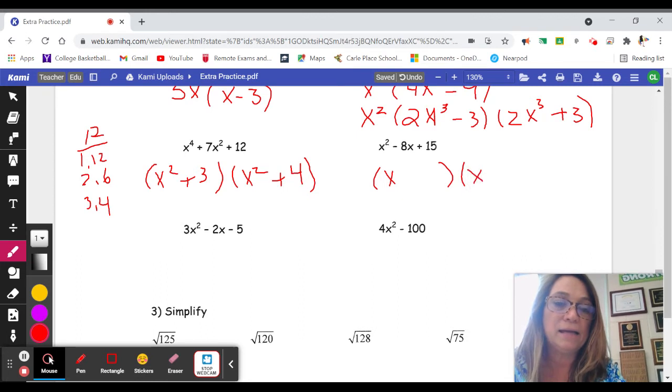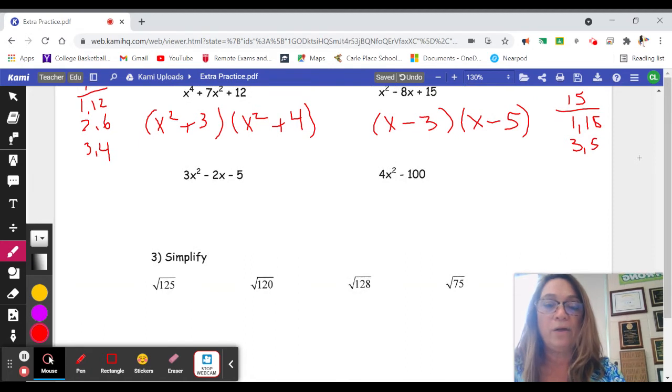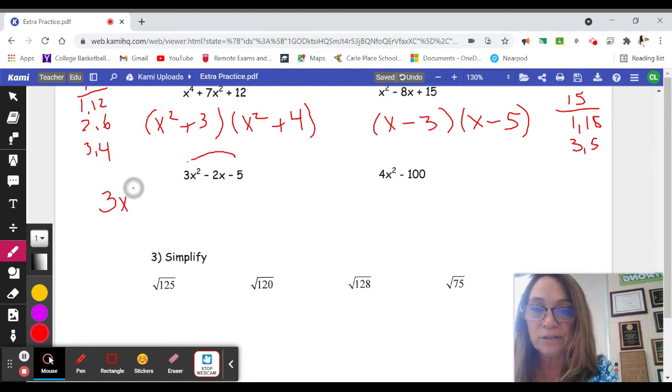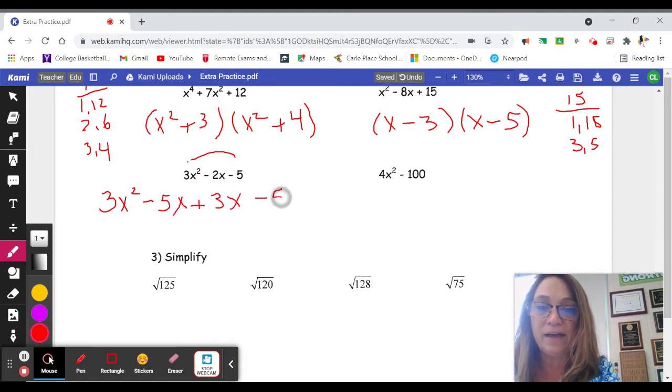X, 15. So 1 and 15, or 3 and 5. I'm using 3 and 5. Okay, so this is called stretching. So you're going to do 3x squared, and I'm going to use minus 5x and plus 3x minus 5.